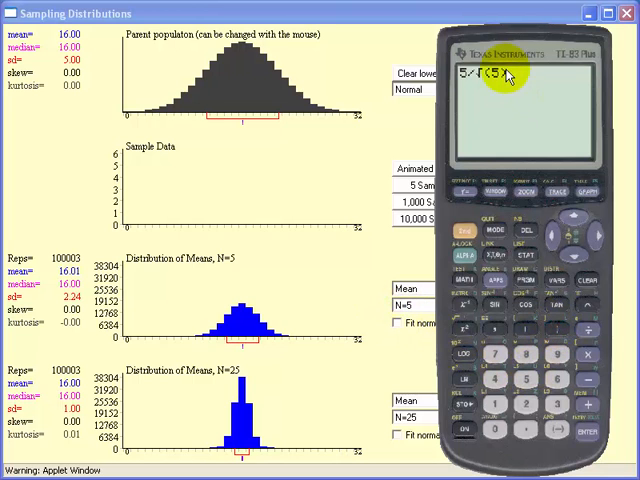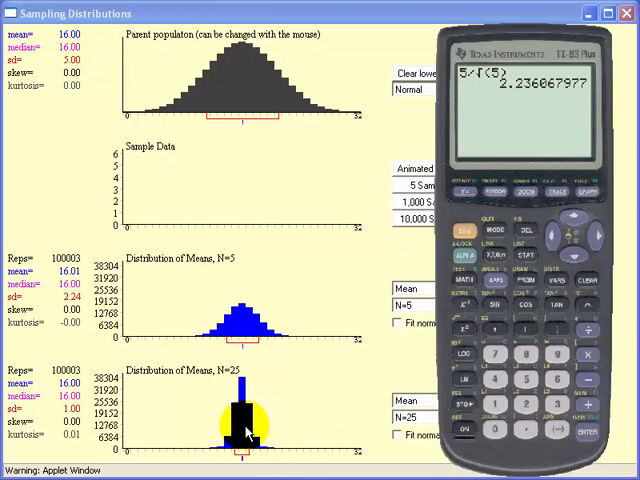So, what answer do I expect when I hit enter here? Well, it should be close to this 2.24. Don't expect it to be exact, just close. Hey, that rounds off to 2.24. So yes, it appears that the sampling distribution spread is equal to the population standard deviation divided by the square root of the sample size.